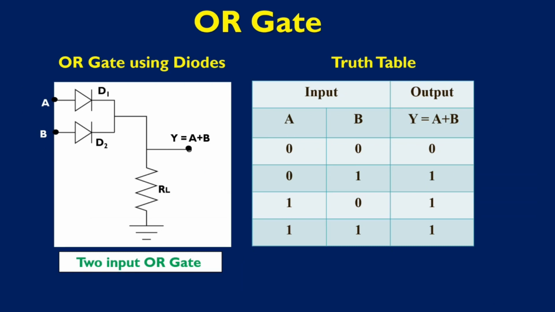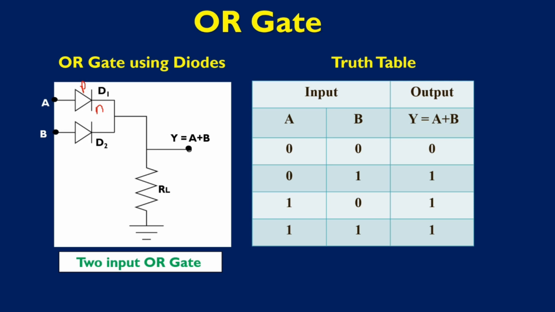The circuit shows a 2-input OR gate constructed using diodes. There are two diodes D1 and D2. This is the P terminal of the diode. This is the N terminal of the diode. The diodes will conduct if they are forward biased, and if they are reverse biased, the diodes will not conduct. These two are the inputs for the diodes.